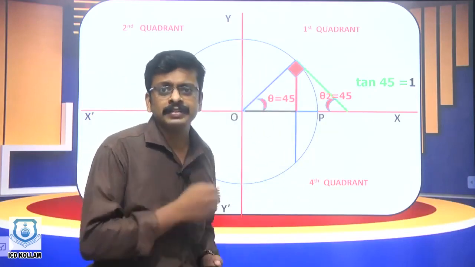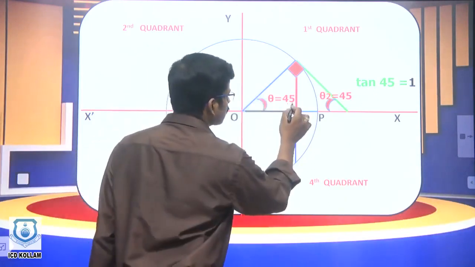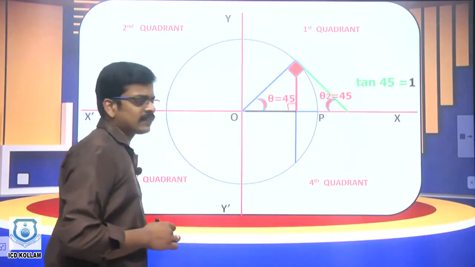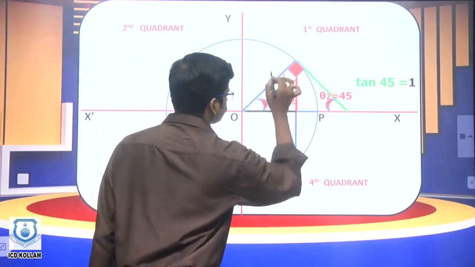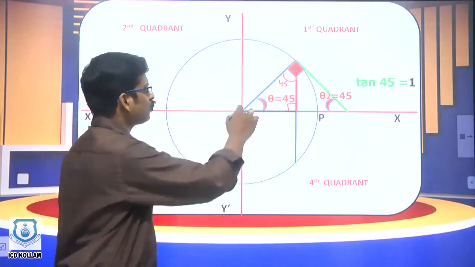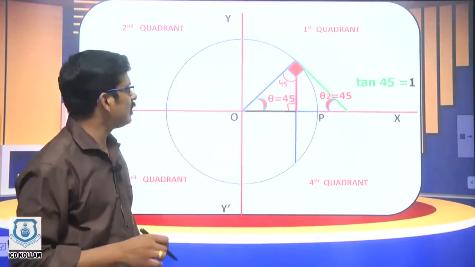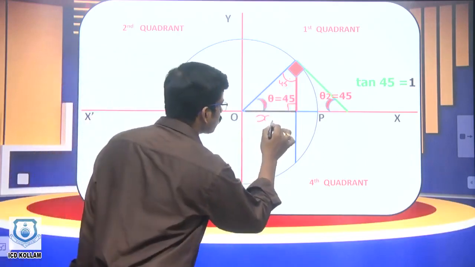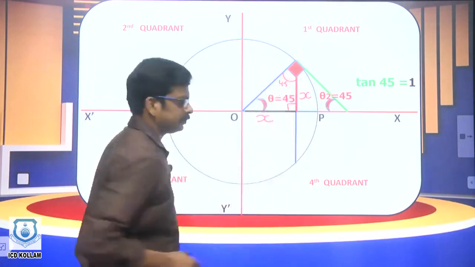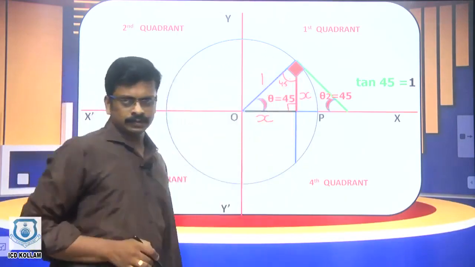How to calculate? Now this is 45 degree and you know this is perpendicular, meaning it is 90 degree, then the remaining angle, this one, is 45 degree. If these two angles are equal, then the sides opposite to equal angles are equal. So if this is x, this is also x. This is a unit circle, so this is 1.